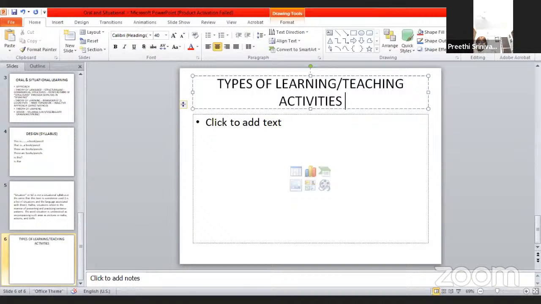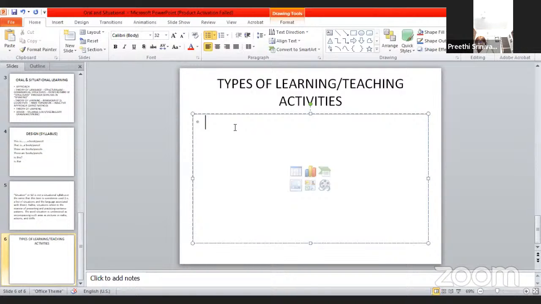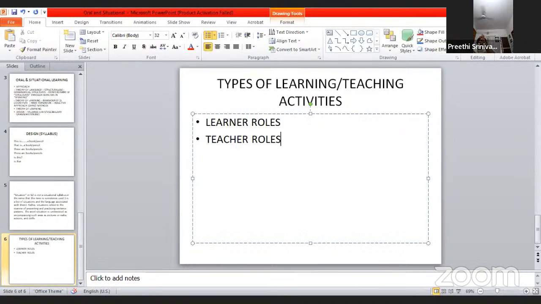So now we have to look at the learner roles and the teacher roles. See, teaching and learning is like a clap, hand clap. Both should come together. You can't have a clap without two hands coming together. So it takes a kind of effort on both sides, teacher and the learner. So what does the learner have to do? Learner has to, in the initial stages, listen and repeat.